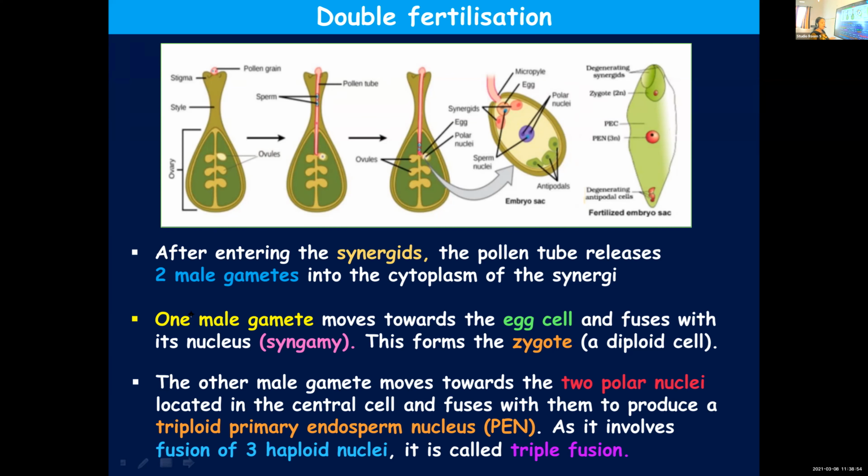Zygote is diploid, but PEN is triploid because 3 sets of chromosomes are combining here. One male gamete, 2 polar nuclei. So it is triploid. 3 sets of chromosomes are found as it involves the fusion of 3 haploid nuclei. We call it triple fusion, and the whole process you call double fertilization because it involves 2 fusions, triple fusion and syngamy.